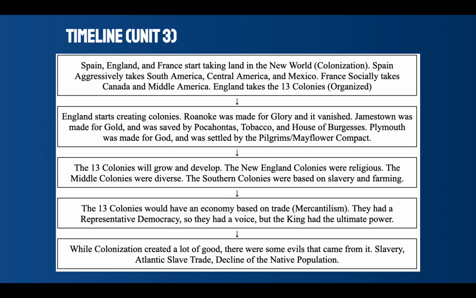We'll look at the expansion of those 3 early colonies into the 13 colonies, which were broken up into 3 regions. We look at the early versions of representative democracy. We see the relationship between the King of Britain and the 13 colonies. This is where we also see a lot of the negative consequences. We talk about slavery, we talk about the Atlantic slave trade, the decline of the native population. So this whole slide is colonization.